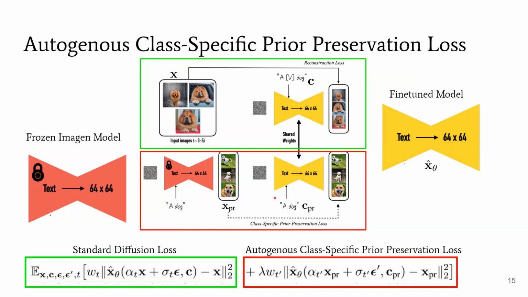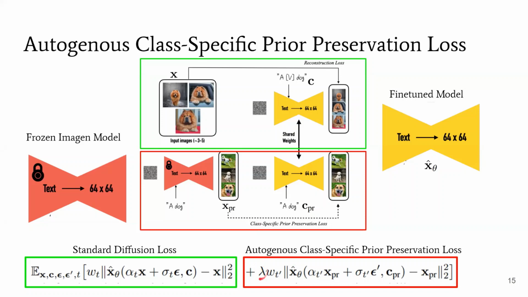So essentially, there's two things happening at the same time here. In the green box, what's happening is the fine-tuning of the model. We have some novel images. We want our fine-tuned model to be able to generate these images. The red box is more of the prior preservation aspect, where we know our model can generate images of dogs, and we want to preserve that capability, and we do that using this loss.